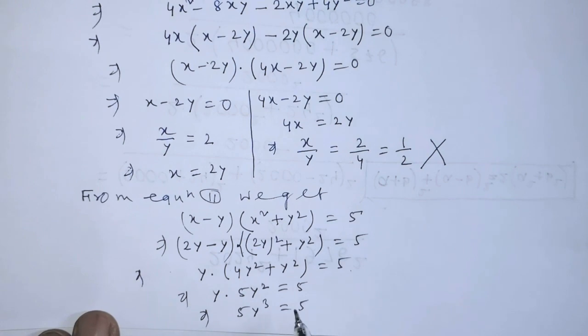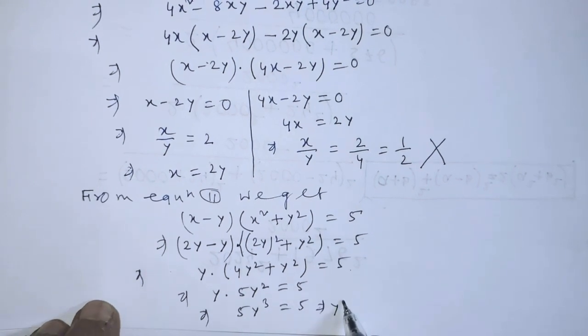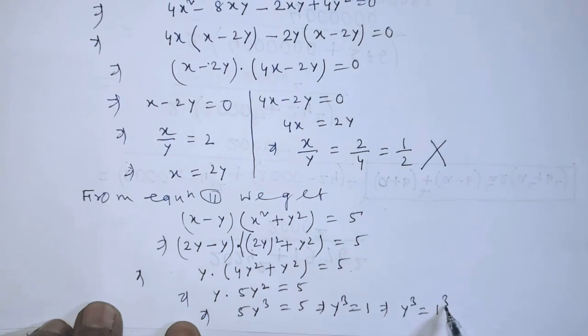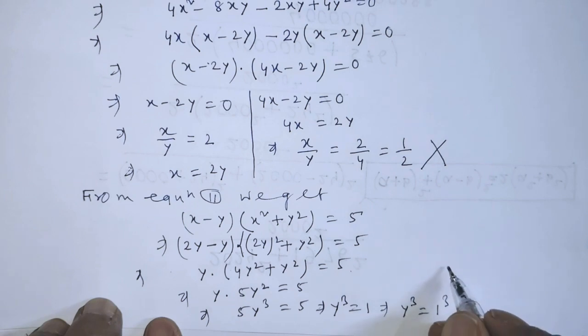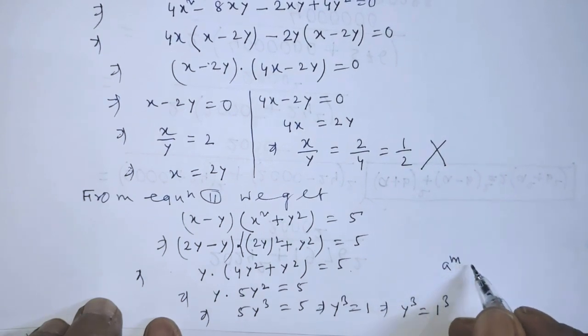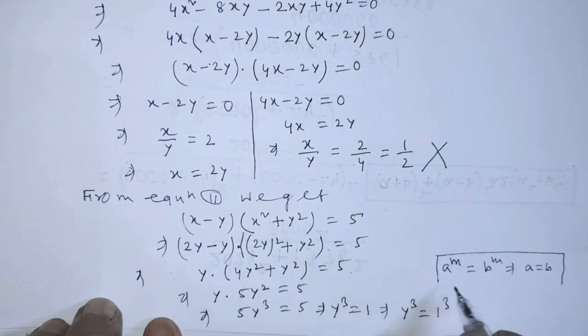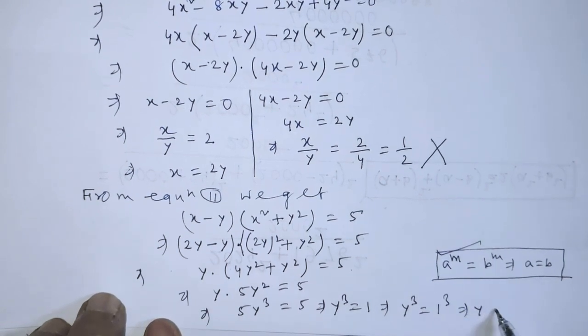So after that we can write from this equation y to the power 3 is equal to 1. And after that we can write from this equation y to the power 3 is equal to 1 to the power 3. So student, to find the value of y from this equation, we have to apply the formula a to the power m is equal to b to the power m, implies that a is equal to b. So student, according to this formula, we can write from this equation y is equal to 1. So student, the value of y will be 1.